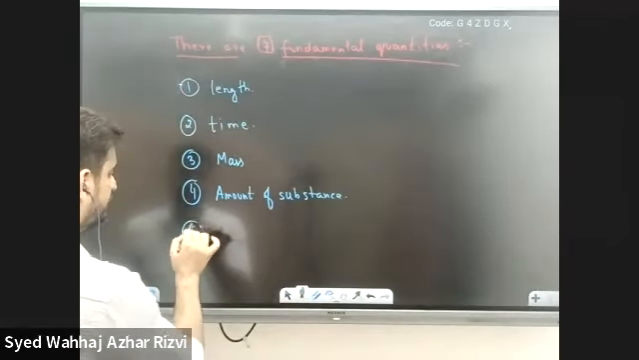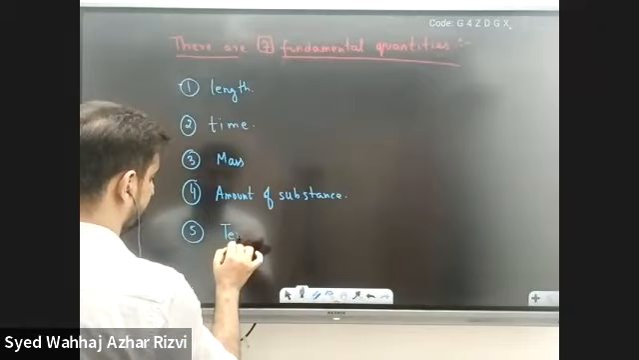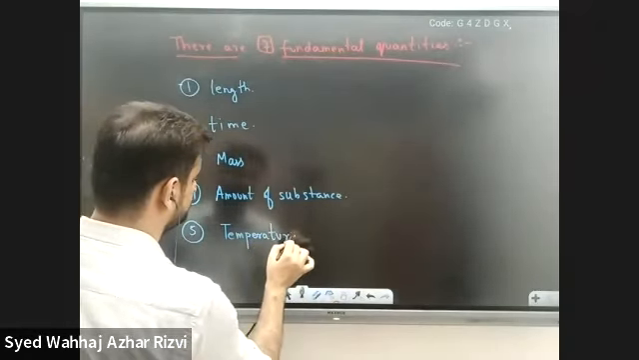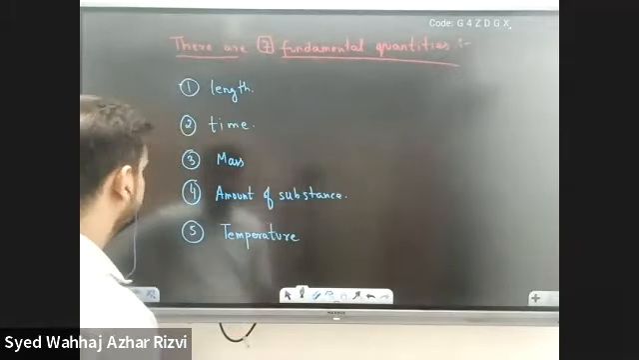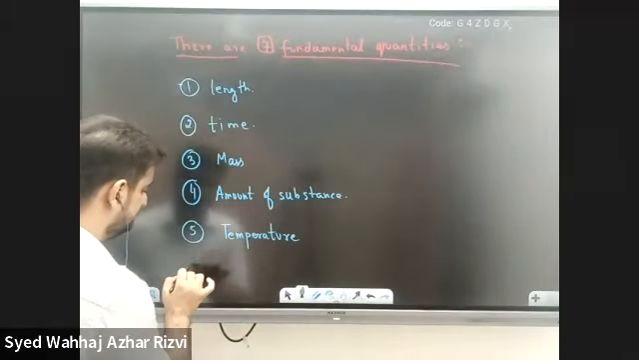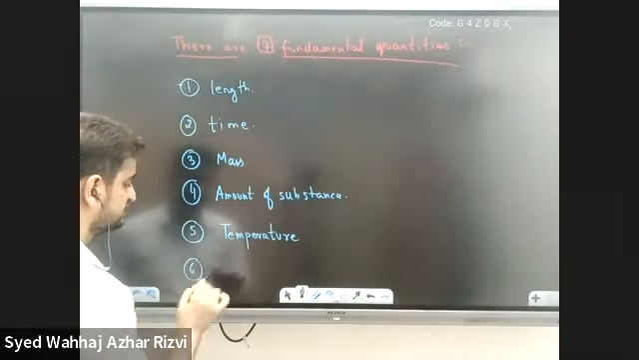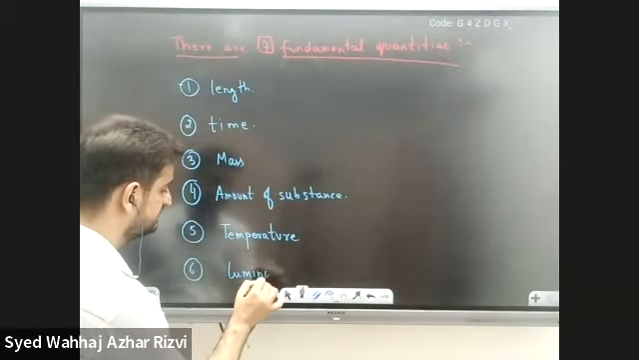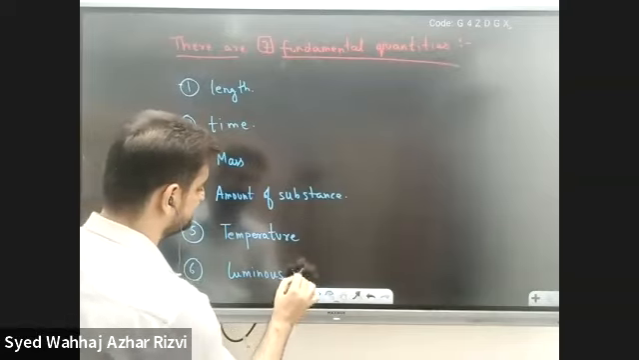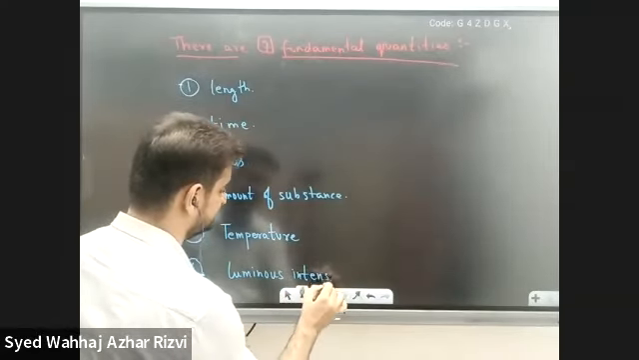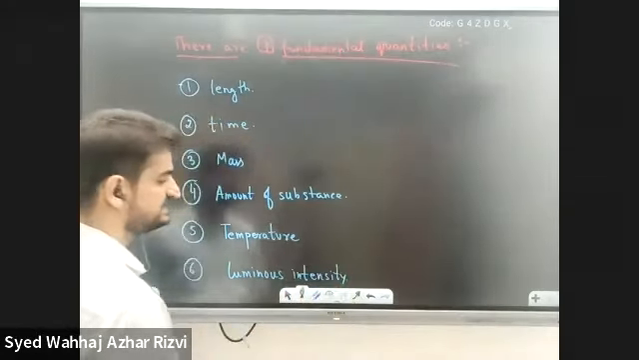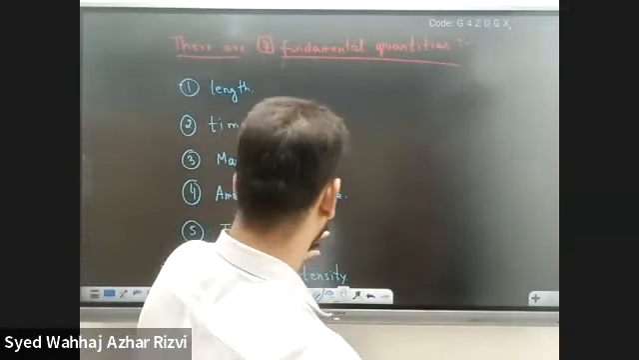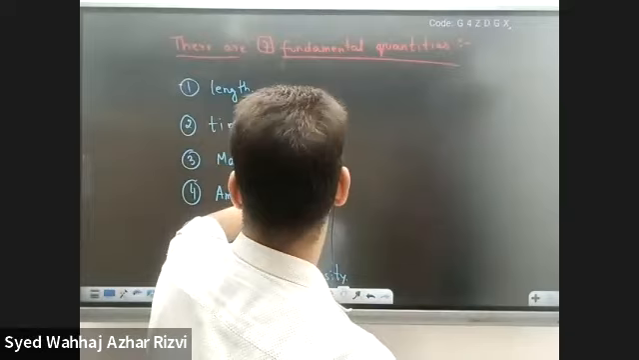Fifth, we have temperature. Temperature is also a fundamental quantity. We don't have to think about any other thing. Sixth is called luminous intensity. So what is luminous intensity? It measures the amount of light. That is also a fundamental quantity.